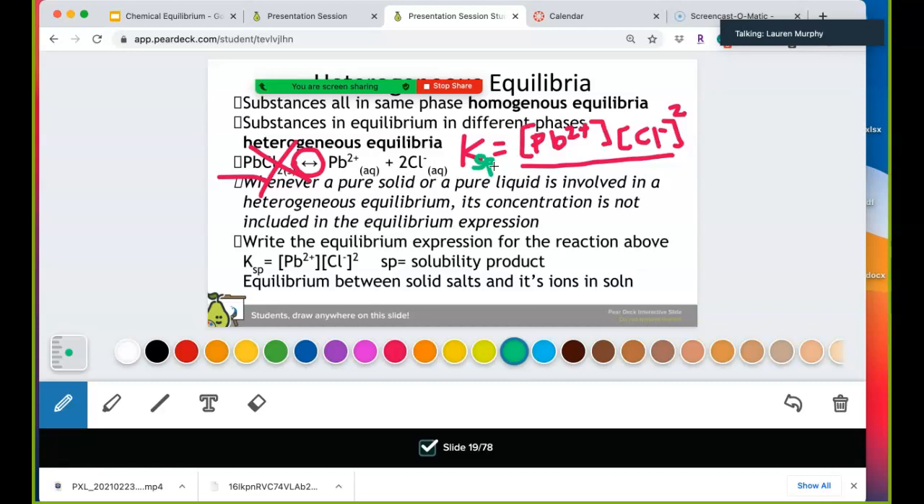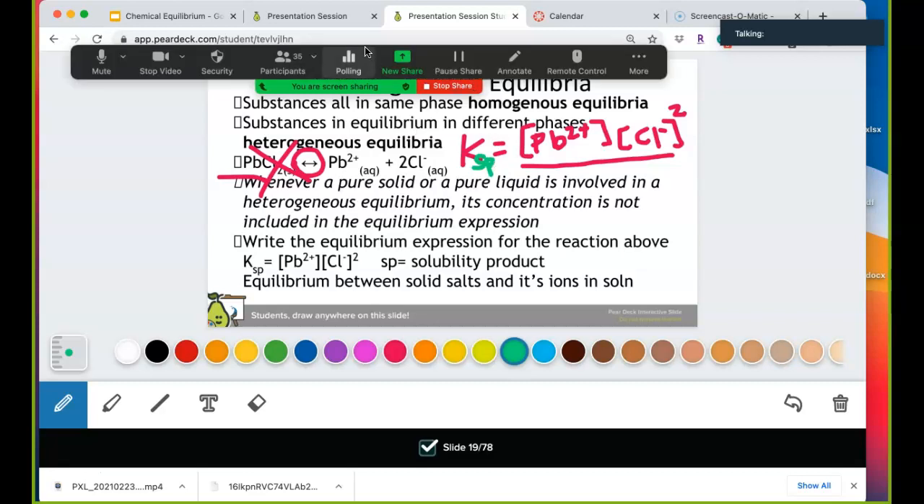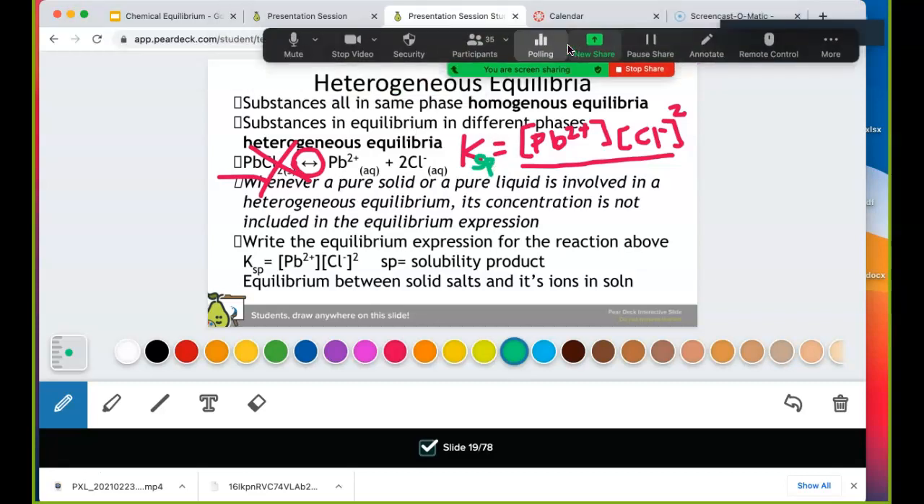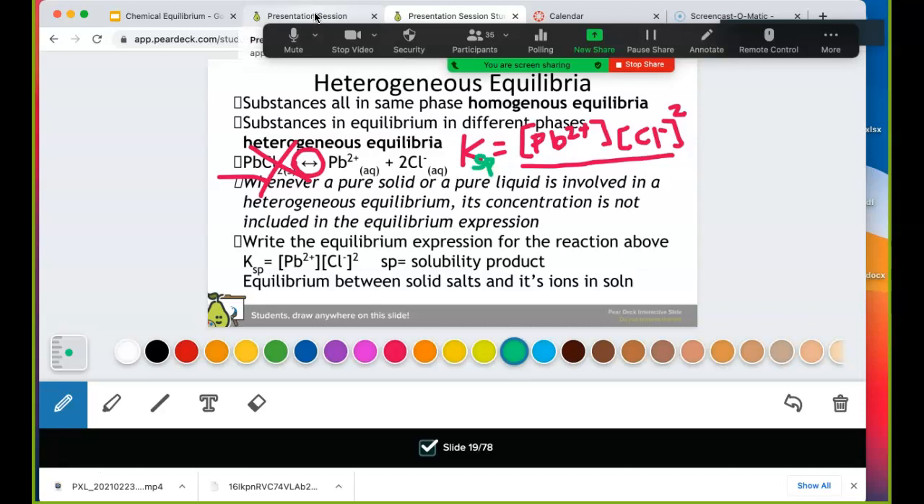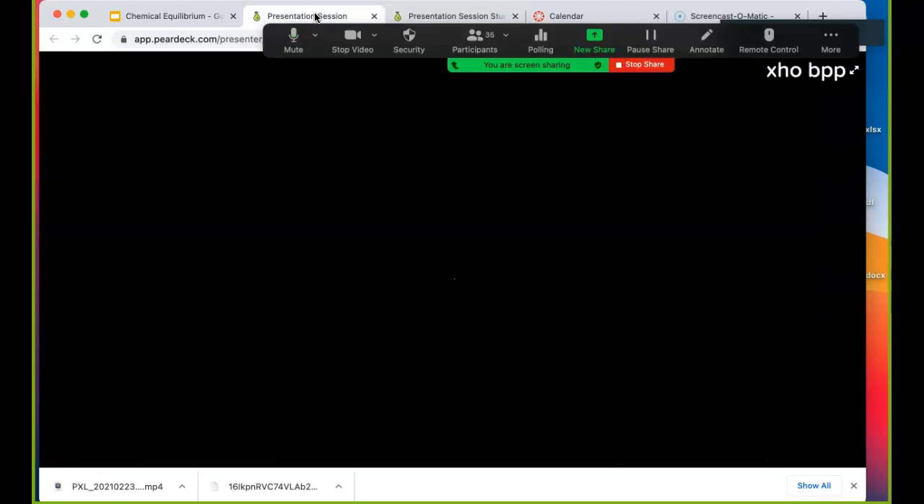So again, I ignored my reactant because my reactant was a solid. You do not include solids or liquids in your equilibrium expressions. So let's do some practice.